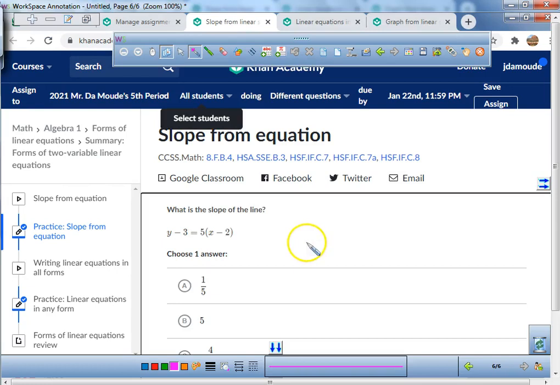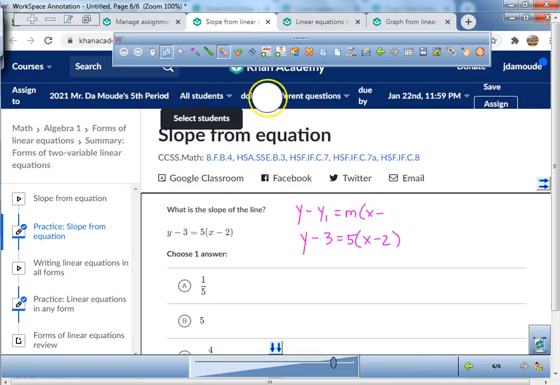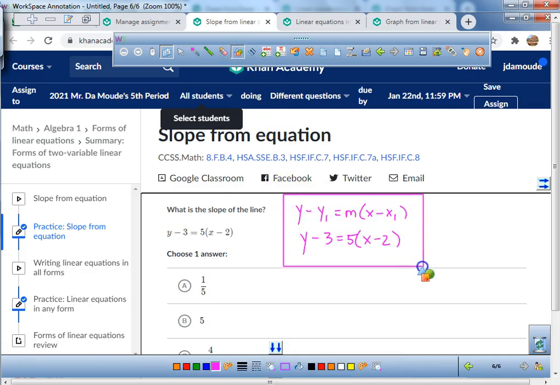Next one I want you guys to write is this. Y minus 3 equals 5, parentheses, x minus 2. Everybody, this is point slope form. This is what we talked about yesterday. So write y minus y1 equals m parentheses x minus x1. All I want you to do in your journal is write this exactly as it appears.